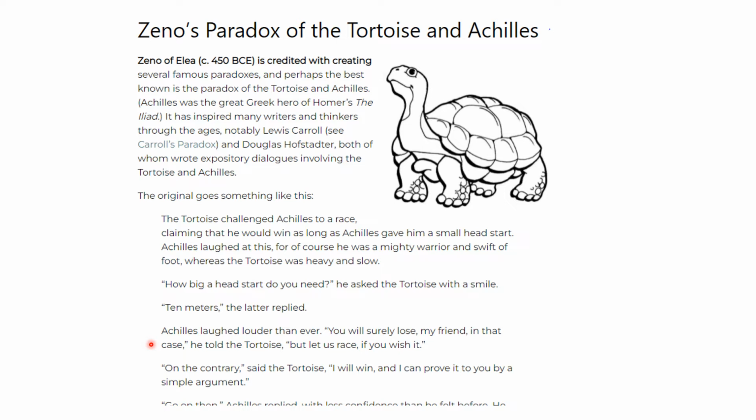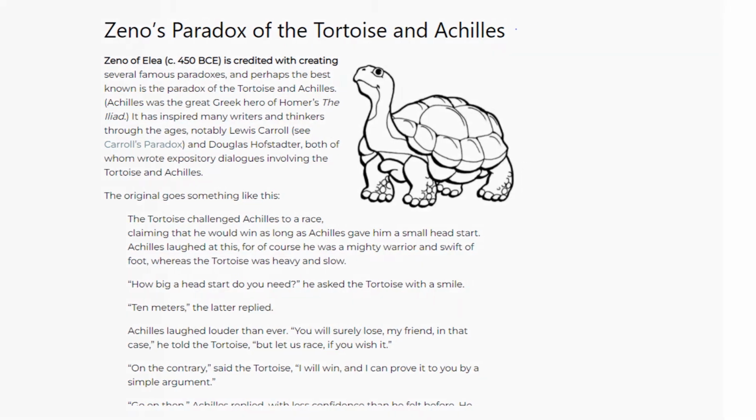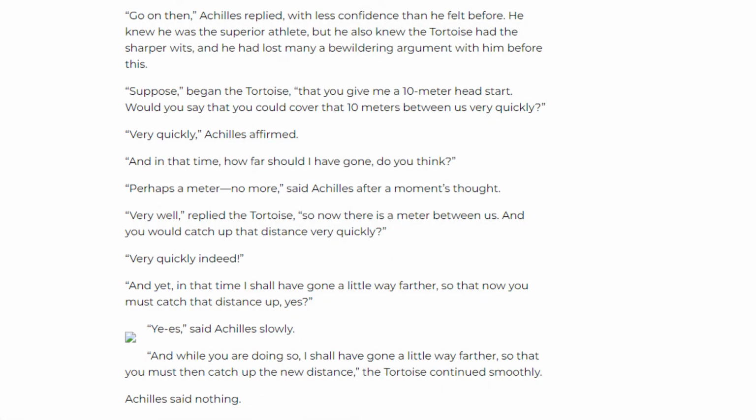"You will surely lose, my friend, in that case," he told the tortoise, "but let us race if you wish it." "On the contrary," the tortoise said, "I will win, and I will prove it to you by a simple argument." "Go on, then," Achilles replied, with less confidence than he felt before. He knew he was the superior athlete, but he also knew that the tortoise had sharper wits, and he had lost many a bewildering argument with him before this.